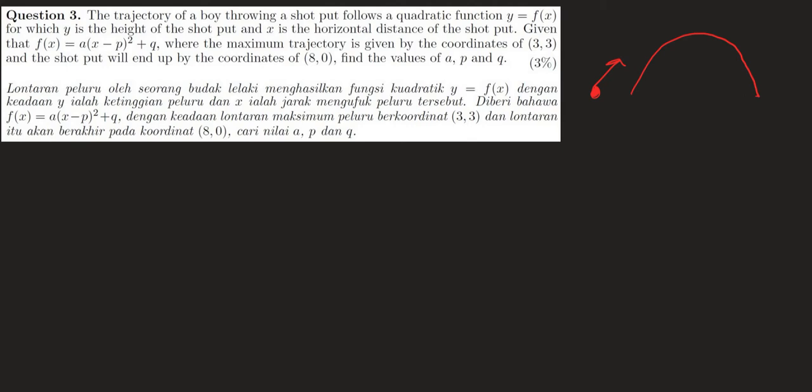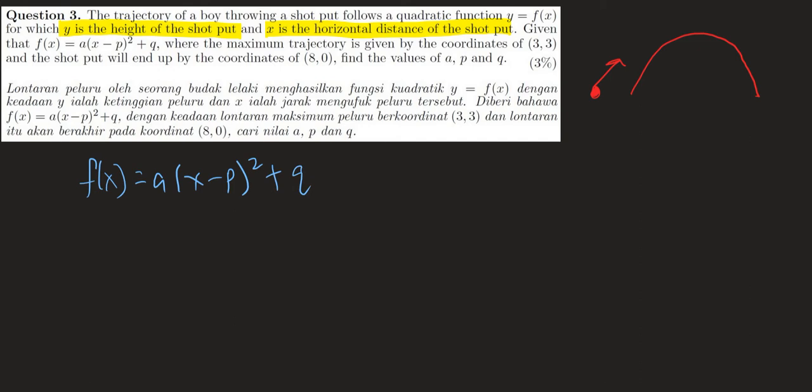When we have a quadratic function in real life, it is very important for us to know what x and y are. For example, here we know y is the height of the shot put and x is the horizontal distance of the shot put. This is very important information. Before we use our functions, we must know what the numbers we put in are for. Otherwise, if I don't know what x and y are, I cannot even use the function to calculate something. So from here, I know the function f(x) is a(x minus p) squared plus q.